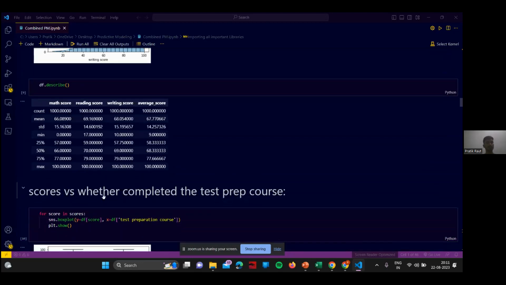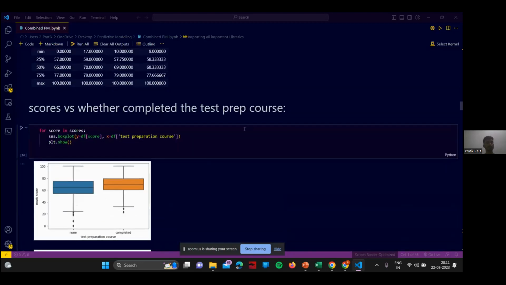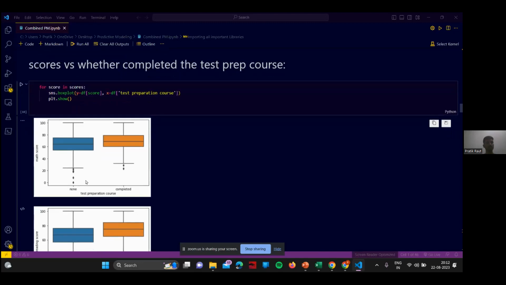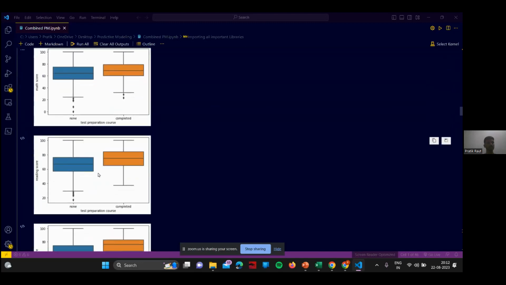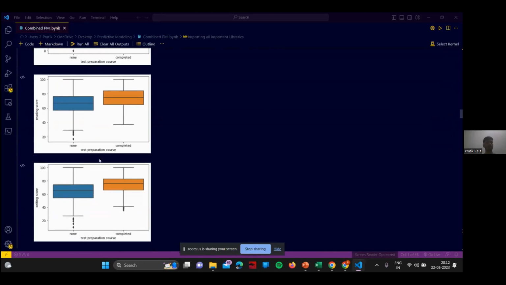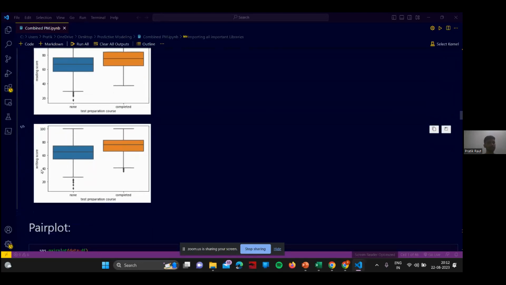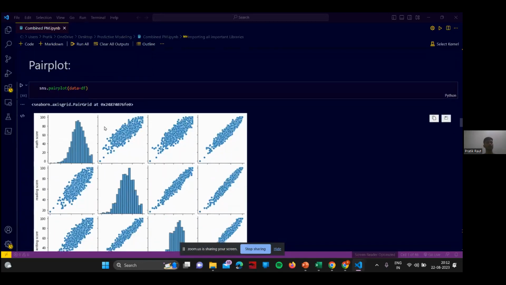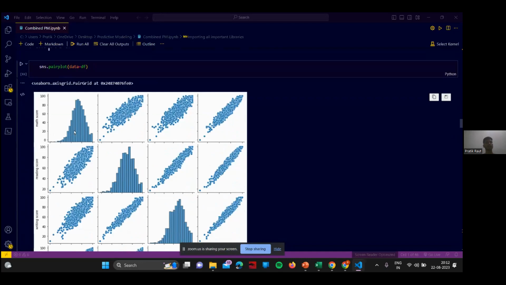Here we can see that the students who completed the classes score more than those who don't. Here we can also see the reading score: those who completed the class score more than those who didn't complete the course. Here also the writing score. Then we have the pie plot distribution, which is correlated with all the scores: reading score, writing score, and the average score.